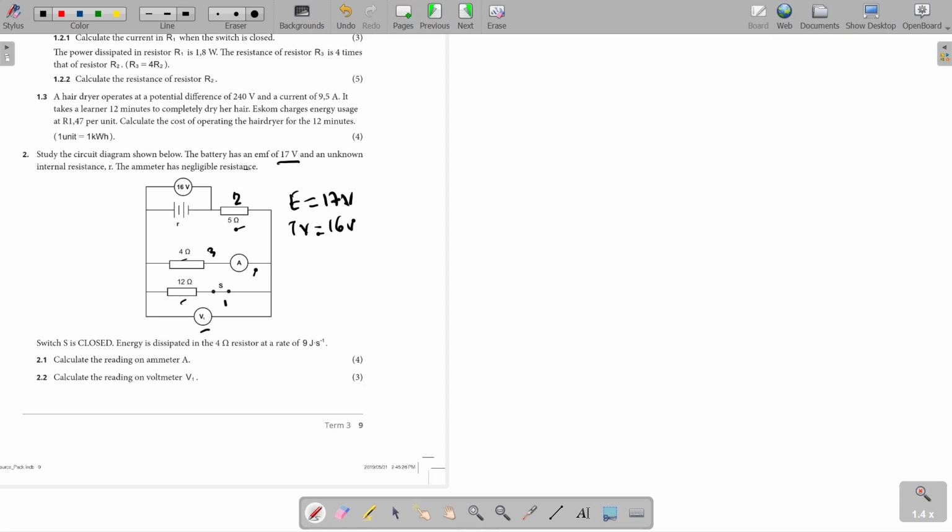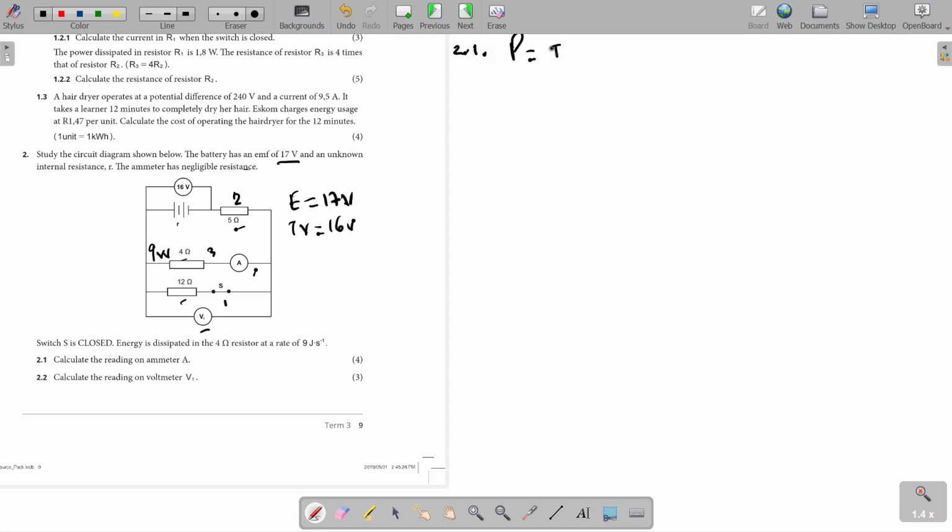They're saying switch S is closed, and the energy passing through the 4 ohm resistor is 9 joules per second. That's actually power. So through the 4 ohm resistor there's 9 watts of power. Joules per second is watts. They want us to find the reading of the ammeter. Simple. So let's start with 2.1.